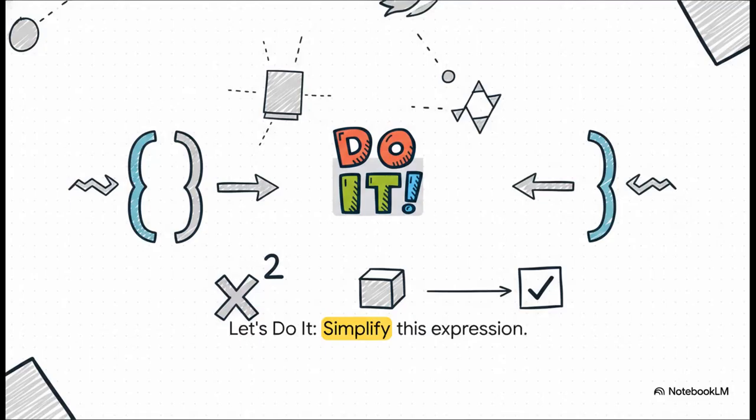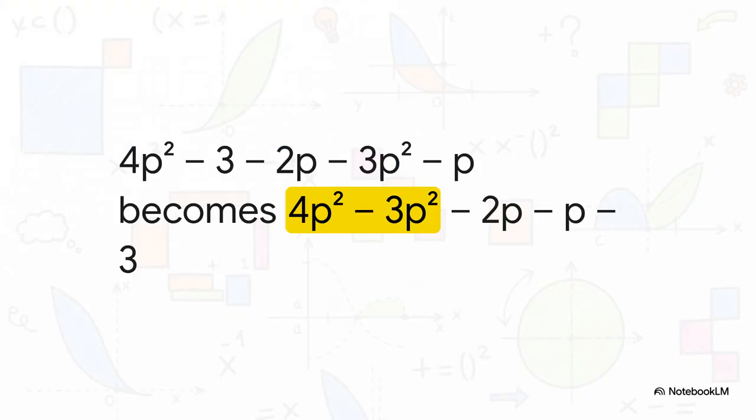Okay, theory is one thing, but let's actually see this in action. We're going to walk through one together. So take a good look at the expression up on your screen. So, what we have is 4p squared minus 3 minus 2p minus 3p squared minus p. Okay, a bit of a jumble. The first most important step is just to reorganize. We've spotted our like terms, the 2 p squared terms and the 2 p terms, and we've just herded them together. See? The constant, that lonely minus 3, just hangs out at the end for now.